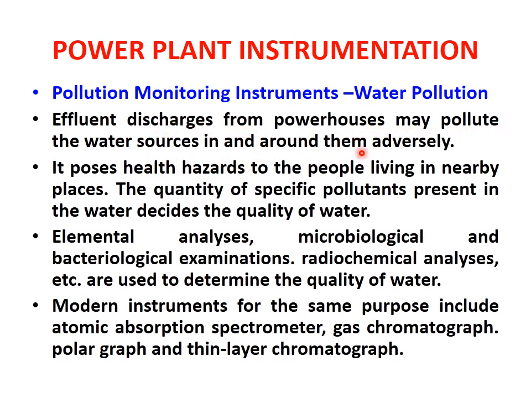Then, after air pollution, the major type of pollution from a power plant may be water pollution. Effluent discharges from powerhouses may pollute the water sources in and around them adversely. Now, there are various types of chemicals which are used only one time in the power plant systems, and after that, they are of no use. Therefore, these chemicals are directly discharged into the water which is available nearby the industries. So, these pollutants will be causing water pollution.